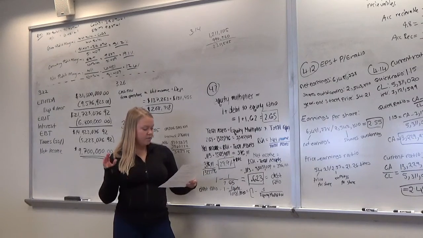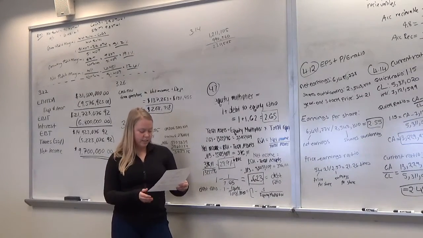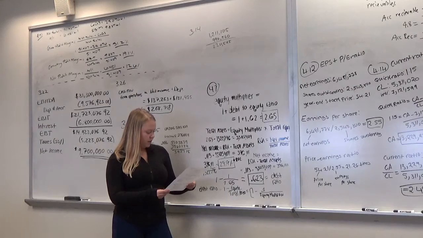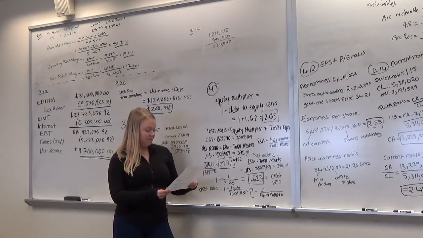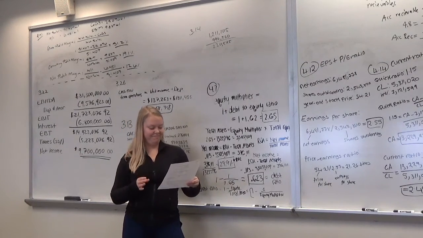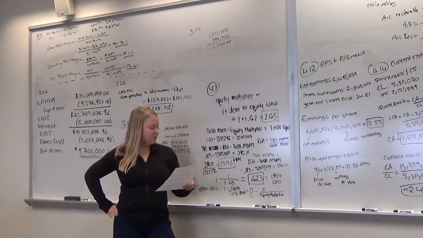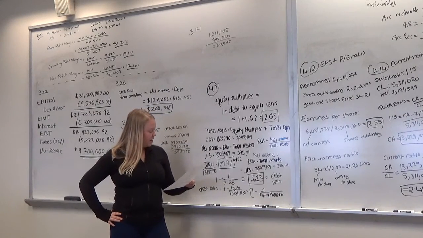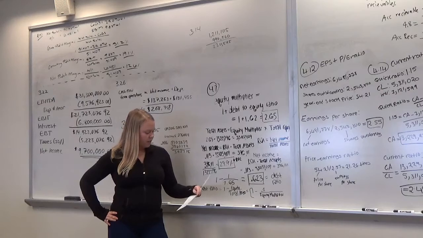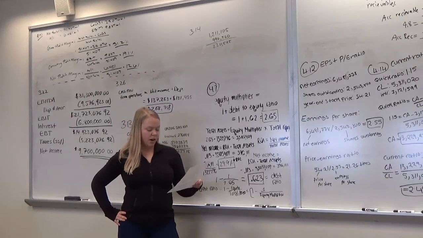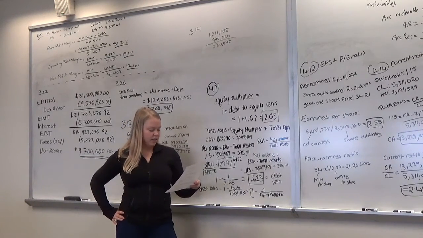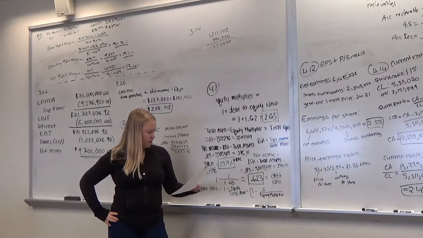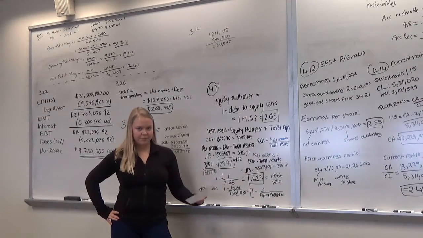Once you have that, you do net income over total assets, and then you get the ROA, which is 29.9%. And then from there you can do the debt ratio, which is just 1 minus equity over total assets. So then you end up with 0.623.